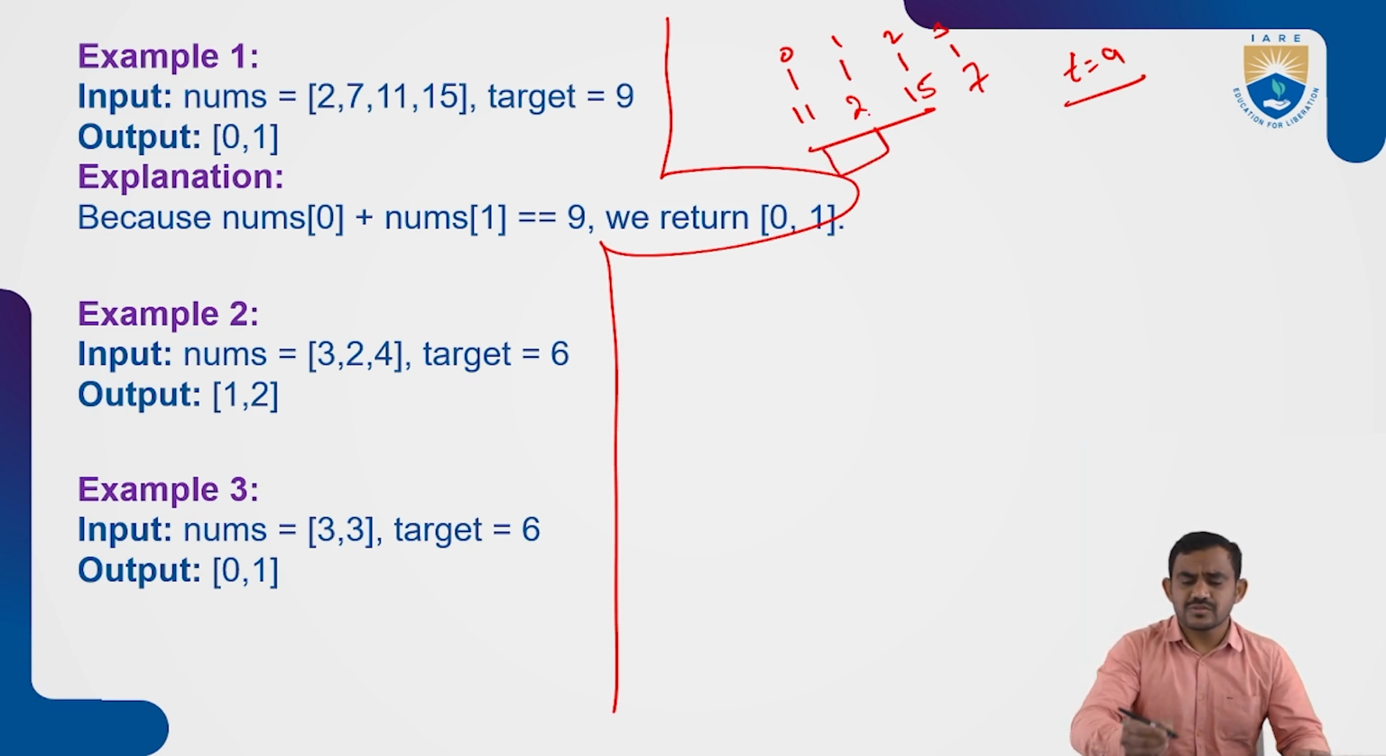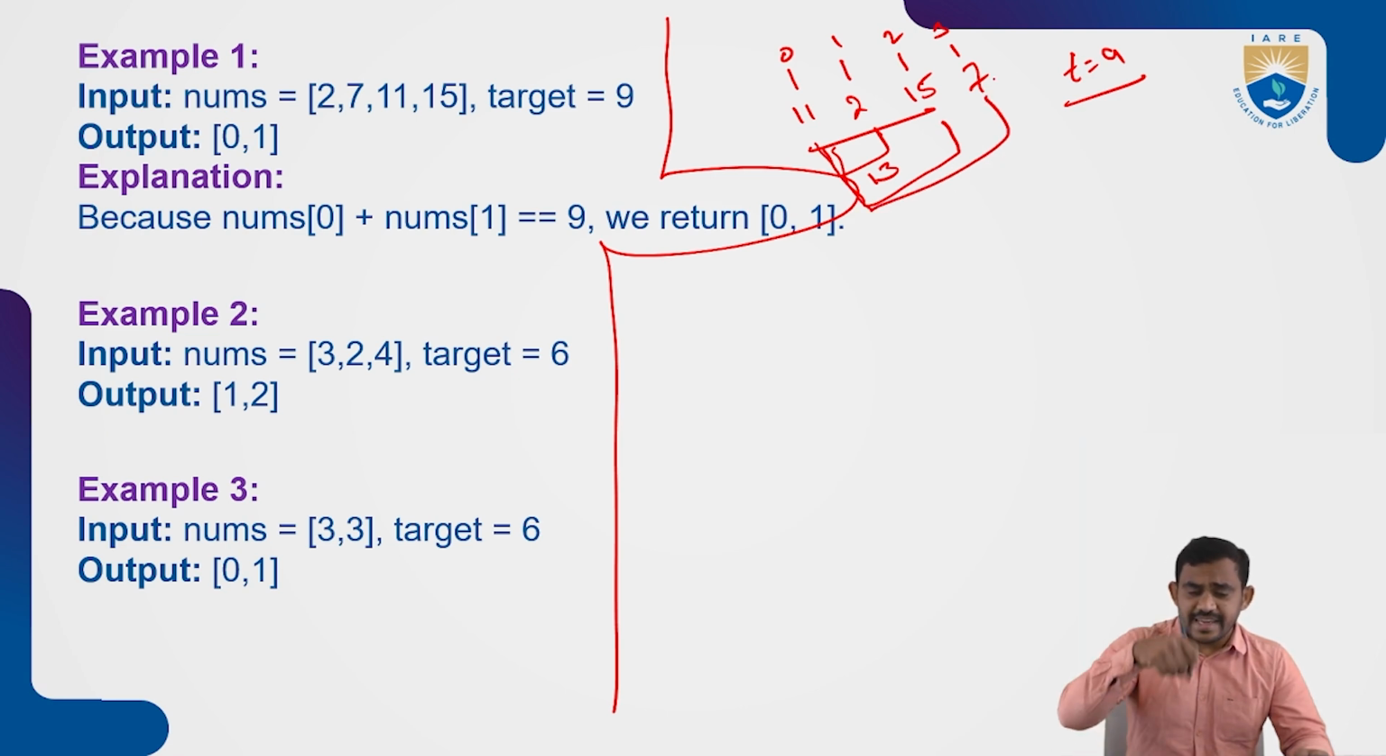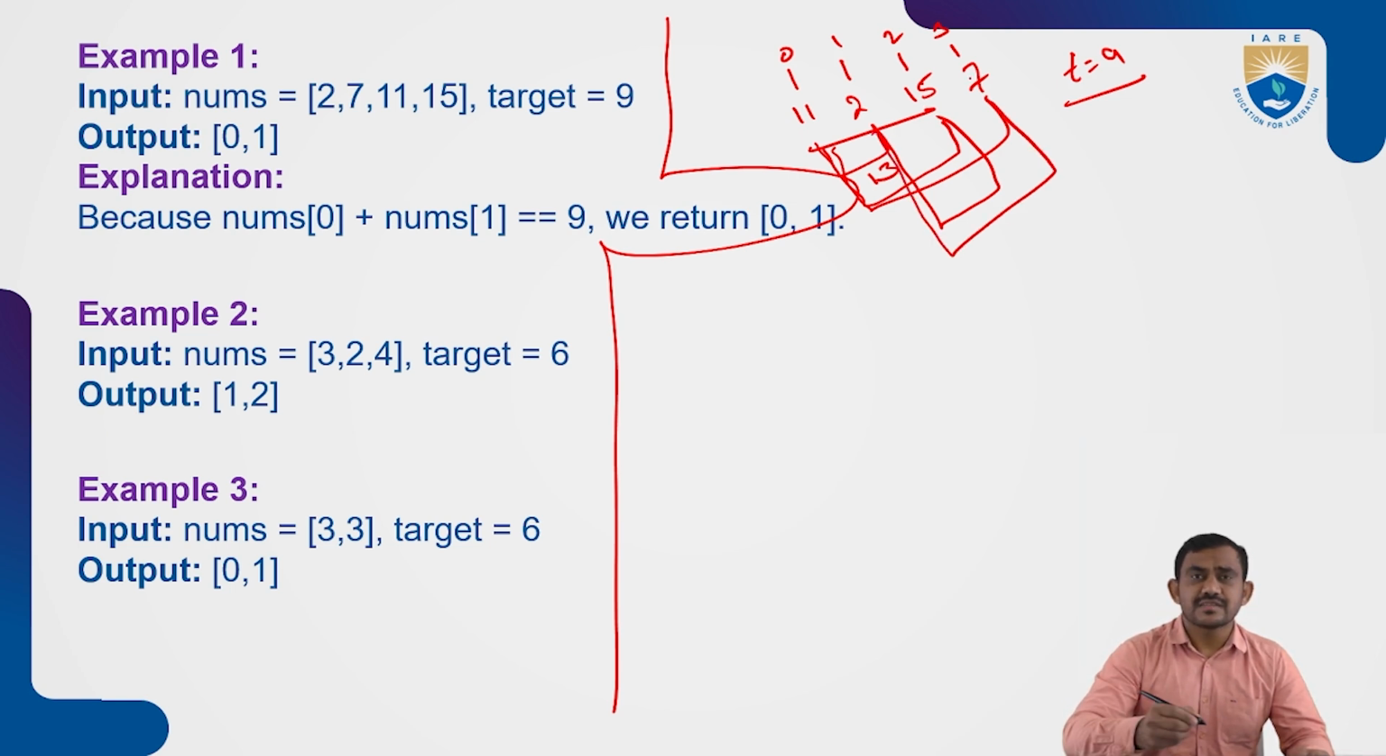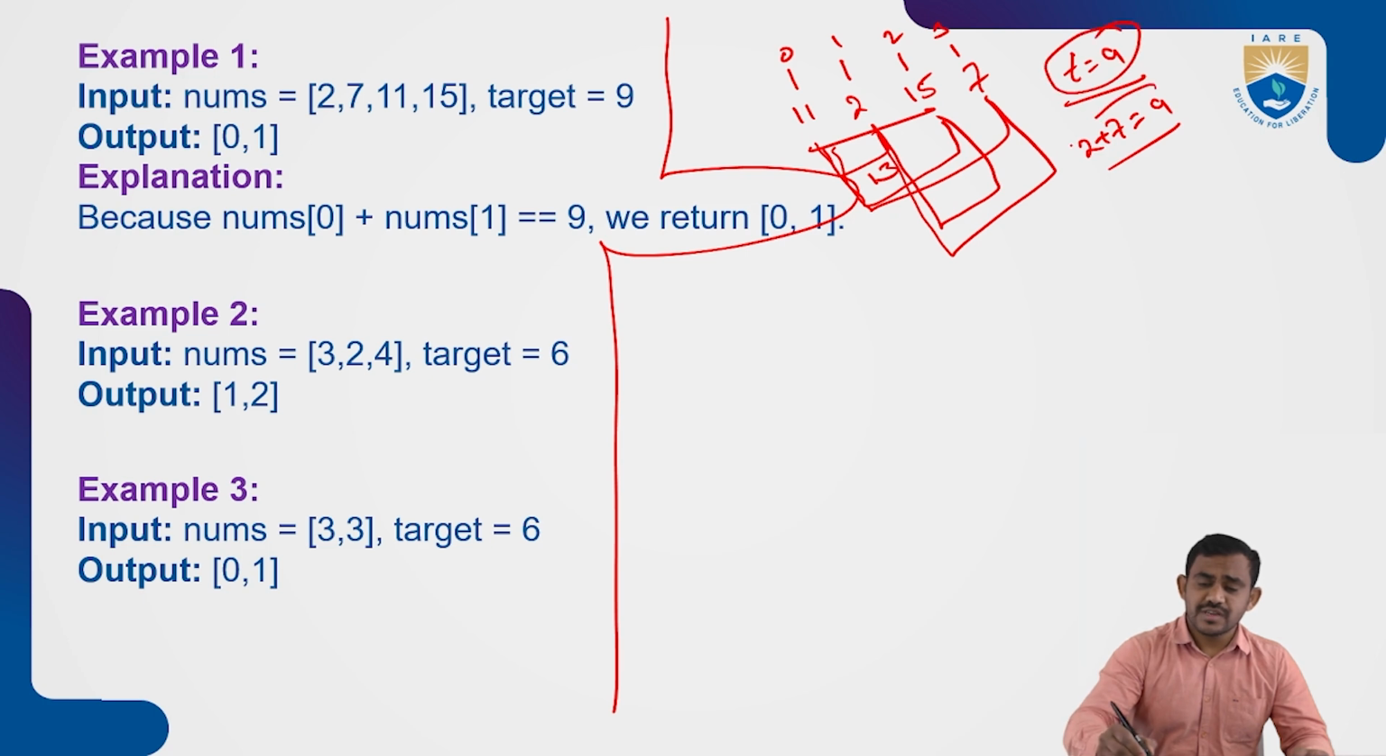Suppose 11 and 2. So 11 and 2 means it's 13, right? Like 11 and 15. Remember, check it now. 11 and 15, not equal to target. Again 11 and 7, not equal to your target. Again 2 and 15, not equal to your target. Again 2 and 7, yes, 2 plus 7 equals 9. So you achieve the target. Your target equals your sum.